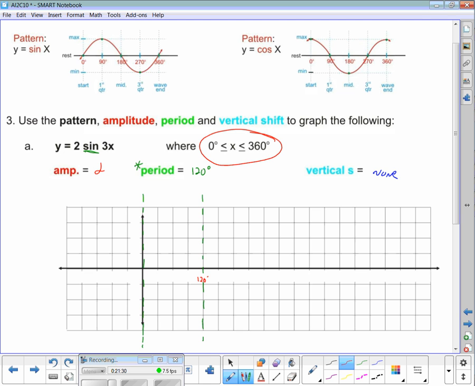Okay, the other thing I do is I have to deal with my amplitude. My amplitude goes up to 2, so I'm just going to go 1 and 2. I could go half and 1 and 1 and a half and 2. I'm just going to go 1 and 2. Negative 1 and negative 2.